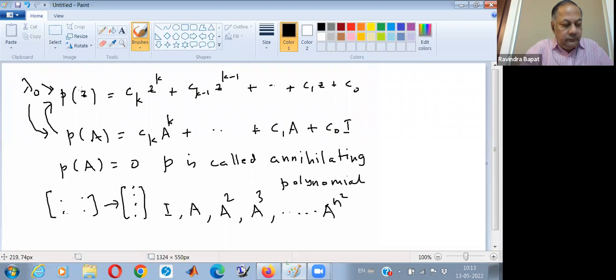And that gives us another proof of existence of an eigenvalue, because again we have to use the fundamental theorem of algebra, because the annihilating polynomial will have a root by the fundamental theorem of algebra. And the proof is quite simple. I am trying to prove that if lambda naught is a root of the annihilating polynomial, then it is an eigenvalue of A.